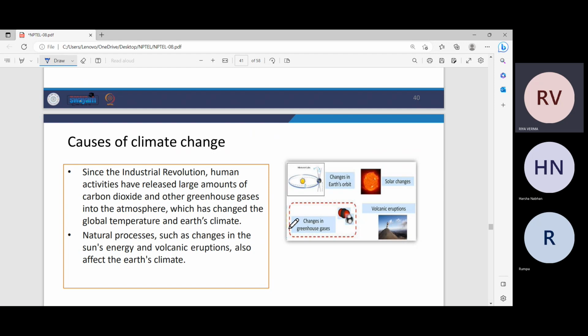Basically, the global temperature of the earth has risen due to these activities, and thus the earth's climate has changed considerably. The natural processes such as the change in the sun's energy and volcanic eruptions also affect the Earth's climate.